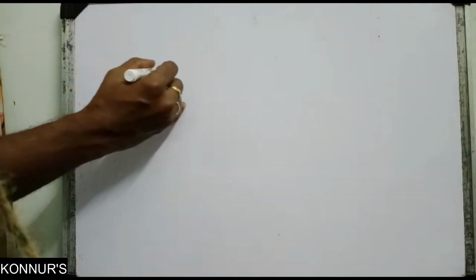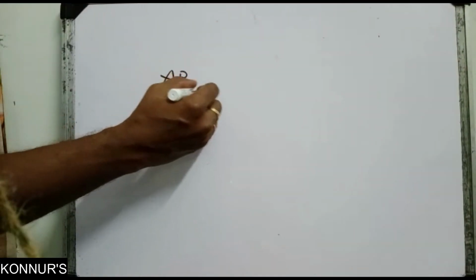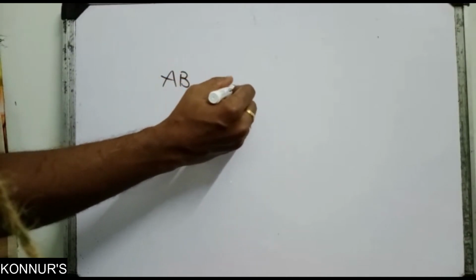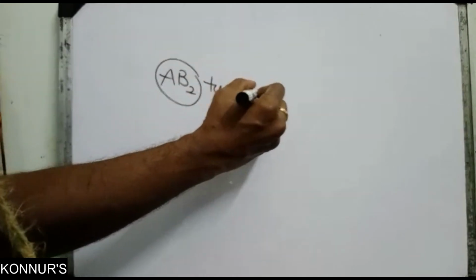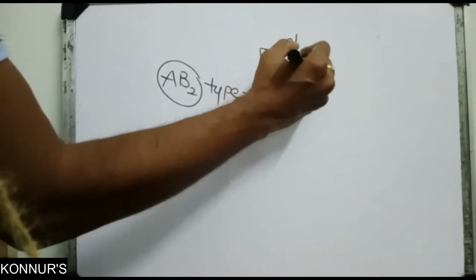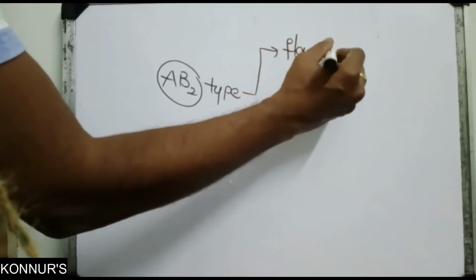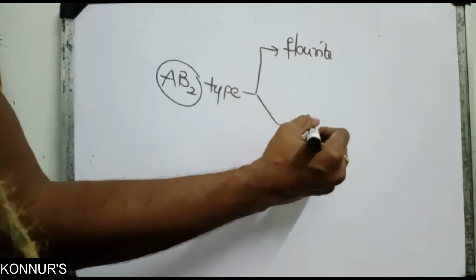Next, in the ionic crystals, AB2 type. Previously we discussed AB, now AB2. AB2 contains two structures: one is fluorite and another one is anti-fluorite.